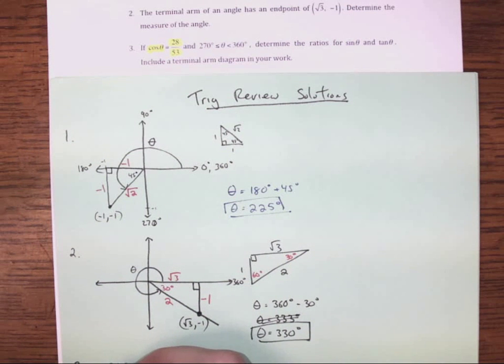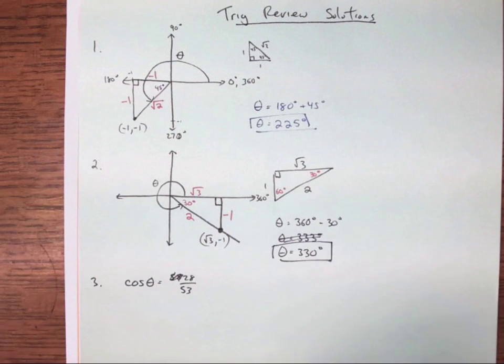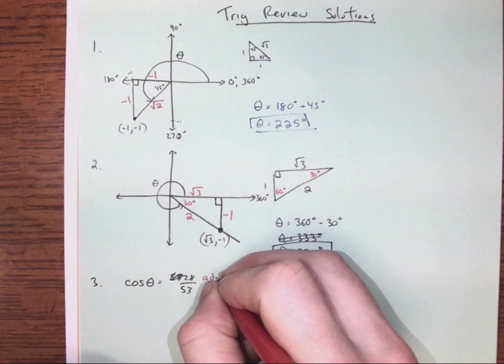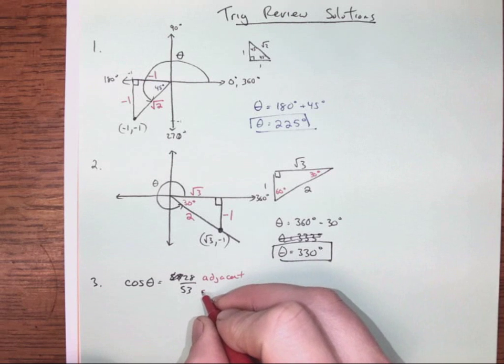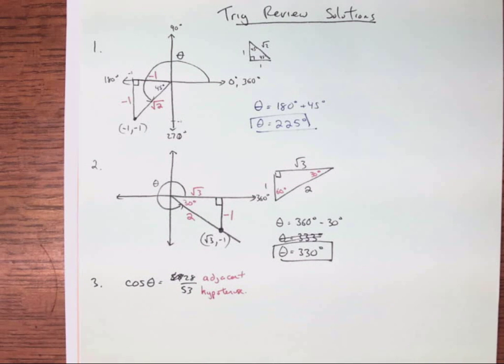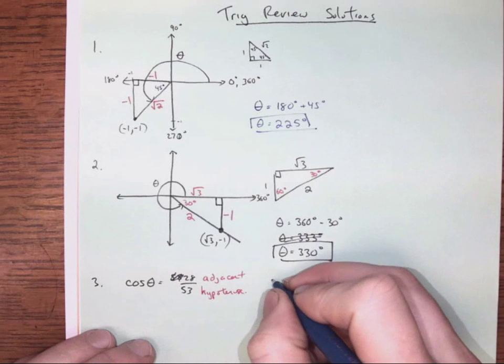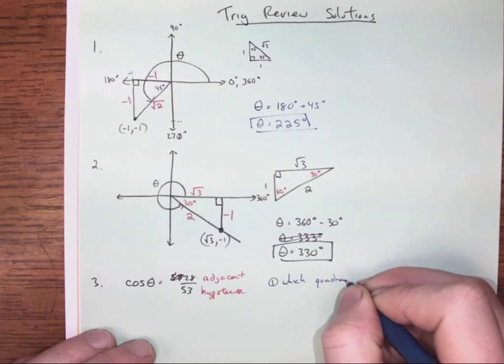So if we've got some statement like cosine of theta is 28 over 53, that means we have an adjacent side to our angle, that's 28, and a hypotenuse that is 53. Okay, so we might start by trying to say, okay, well, which quadrant are we in?